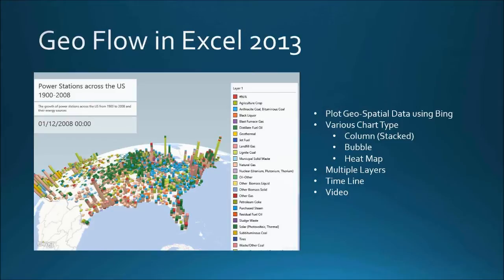So let's start talking about GeoFlow. GeoFlow is an exciting new plugin for Excel 2013. I will say that it is only available with the Professional Plus version of Excel, so you might need to upgrade a little bit if you're on Standard, but it's well worth it, because that Professional Plus version is going to give you not just GeoFlow, but also Power Pivot and Power View, which is a new reporting tool, which I blogged about on the StatSlice blog a couple of days ago.